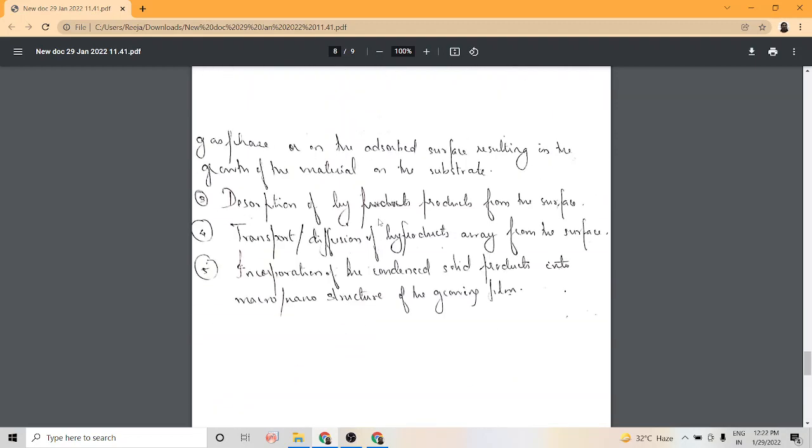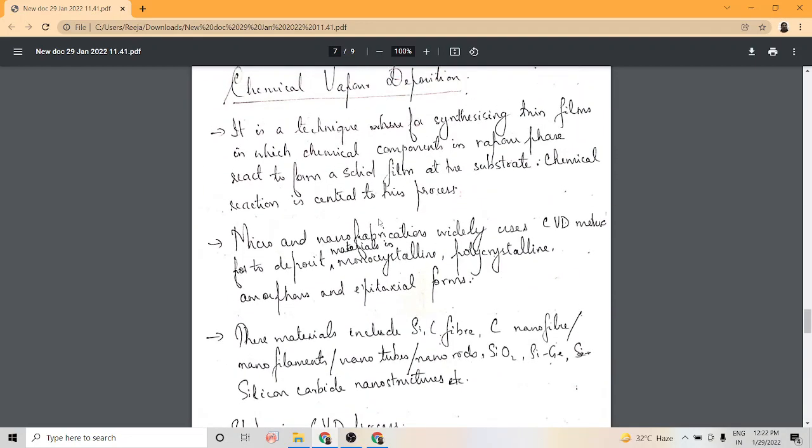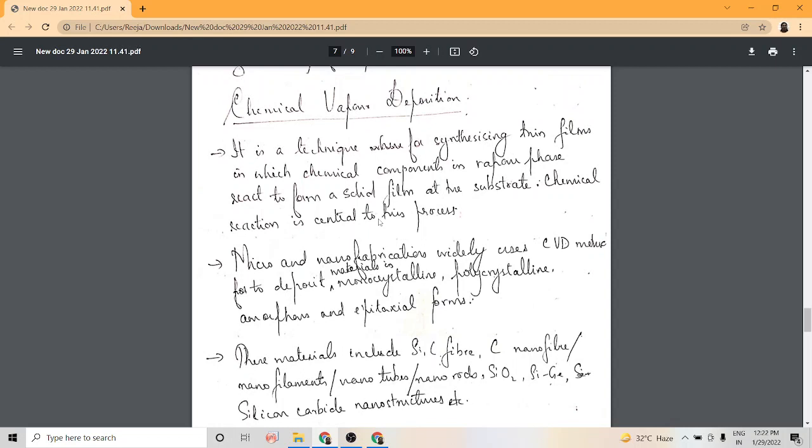Now the third technique that we are going to learn here is chemical vapor deposition. This is a very common technique used for nanomaterial synthesis. In this technique, the thin films are synthesized by means of a chemical reaction between the components in vapor phase to form a solid film at the substrate.